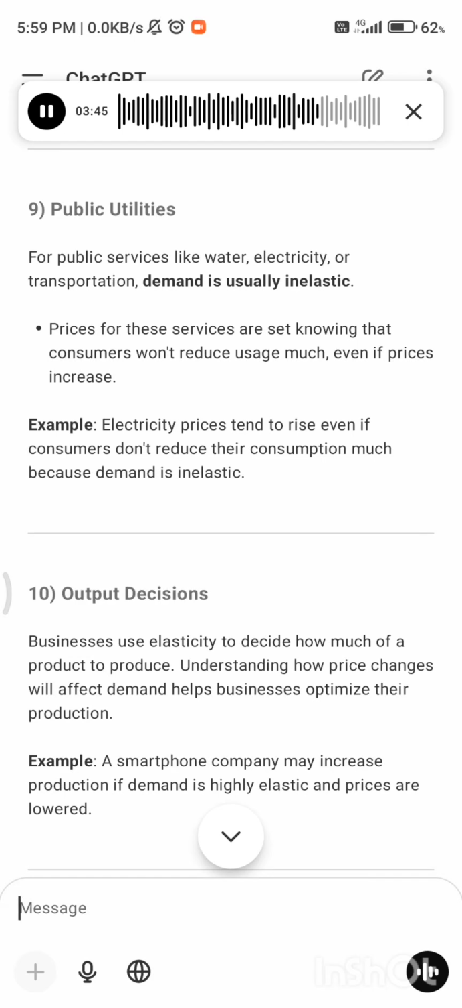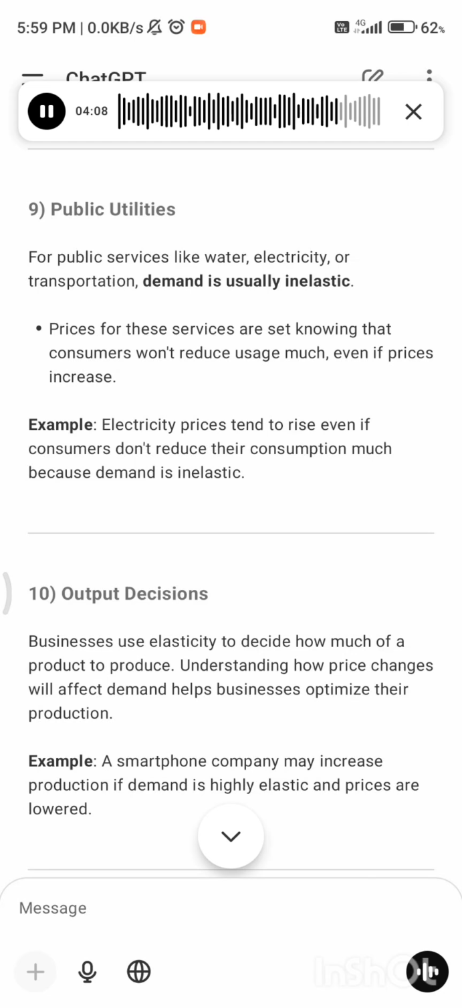9. Public utilities. For public services like water, electricity, or transportation, demand is usually inelastic. Prices for these services are set knowing that consumers won't reduce usage much, even if prices increase. Example, electricity prices tend to rise even if consumers don't reduce their consumption much because demand is inelastic.